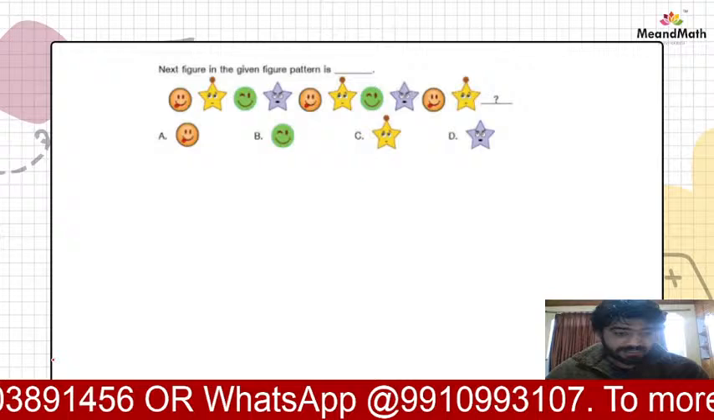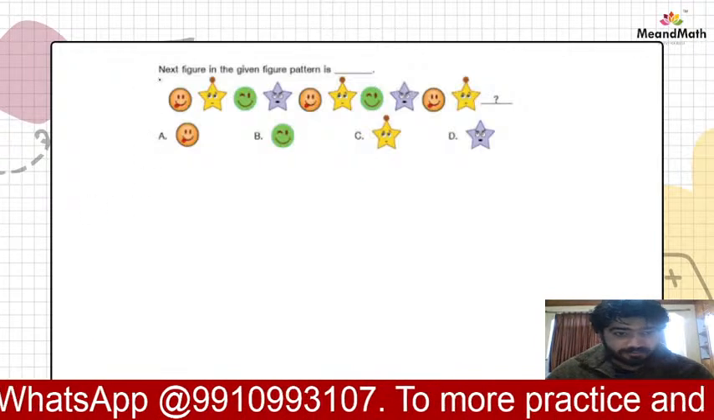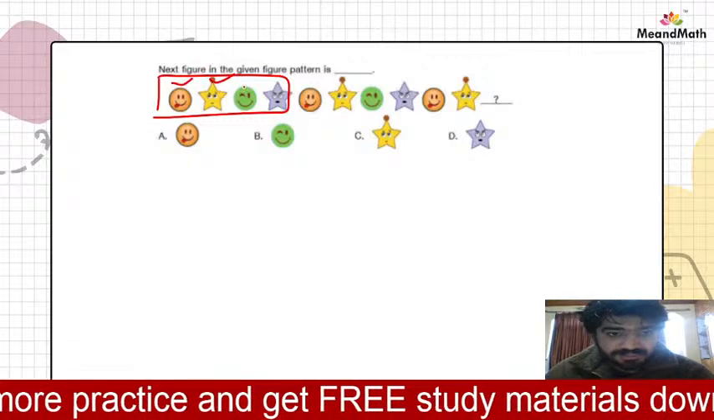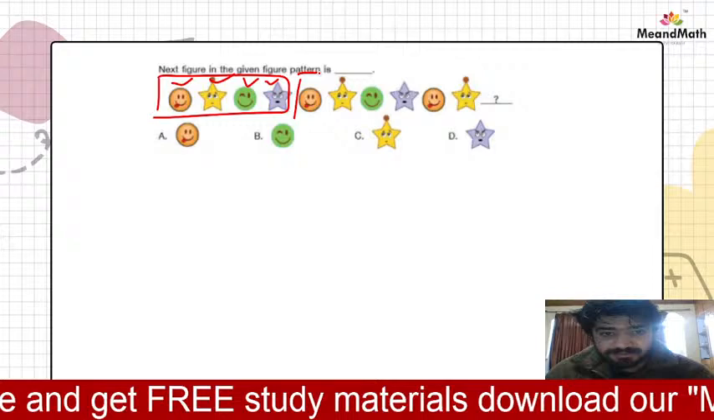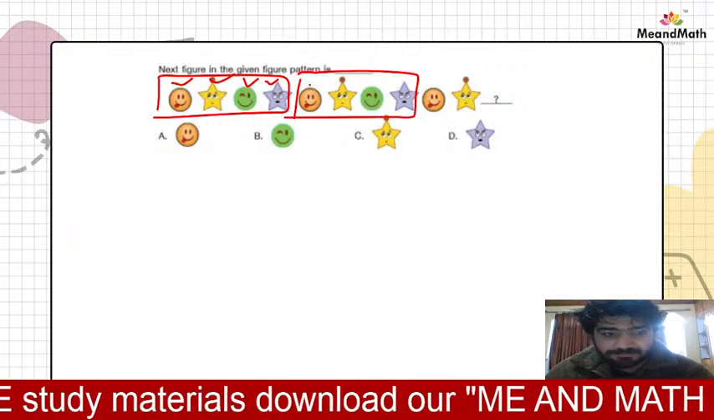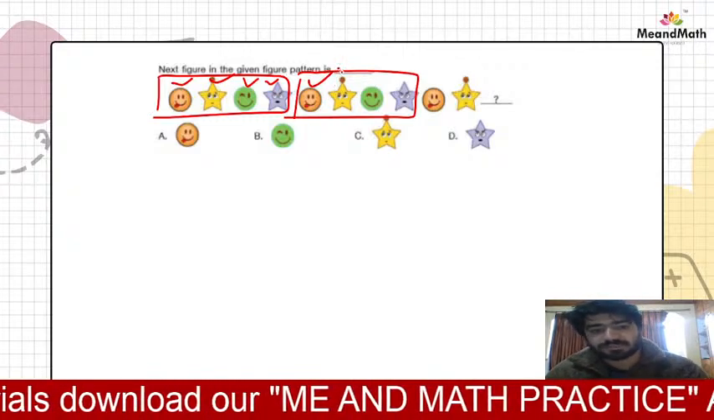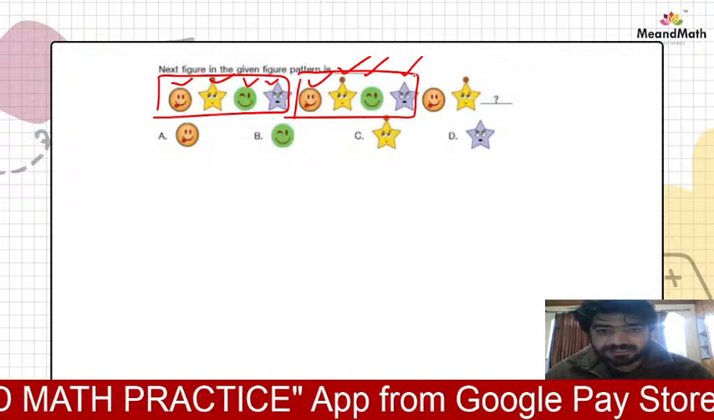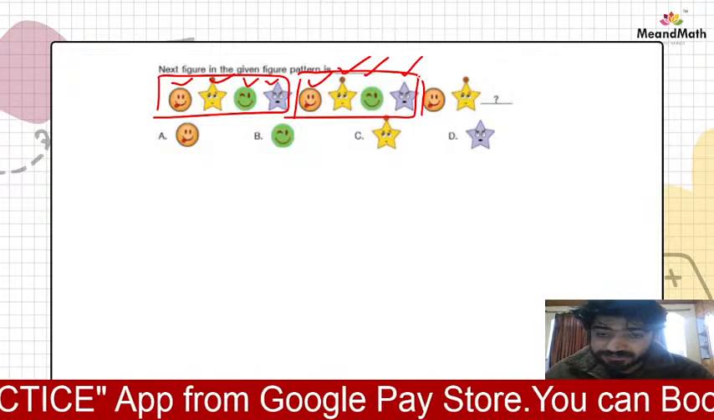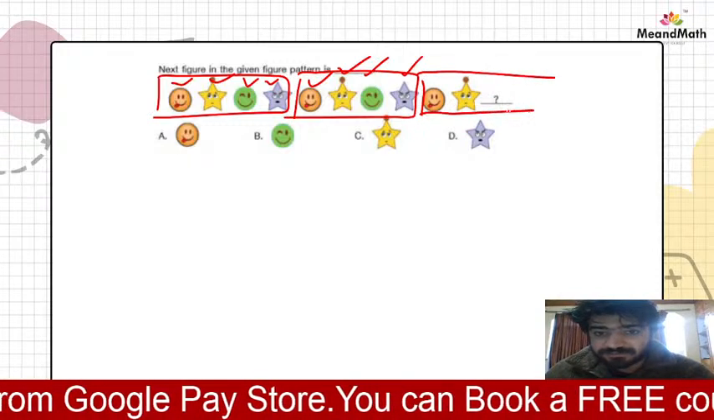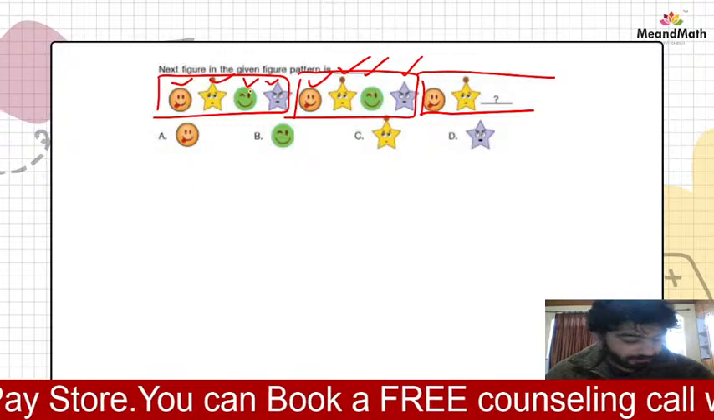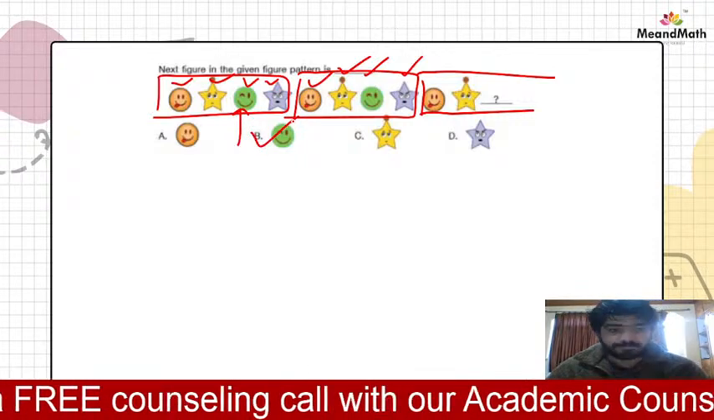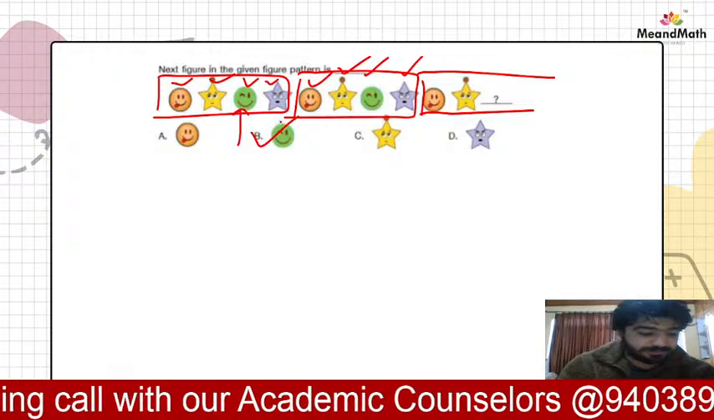See, the pattern, as you can see, is in fours. So one, two, three, four. There is a face with the tongue out, then a star, then a winking face, then a star. Then the pattern starts again in fours. With the tongue out, then the star, and then the third one is this winking face. It should be the winking face. So option number B, winking face, is the correct answer.